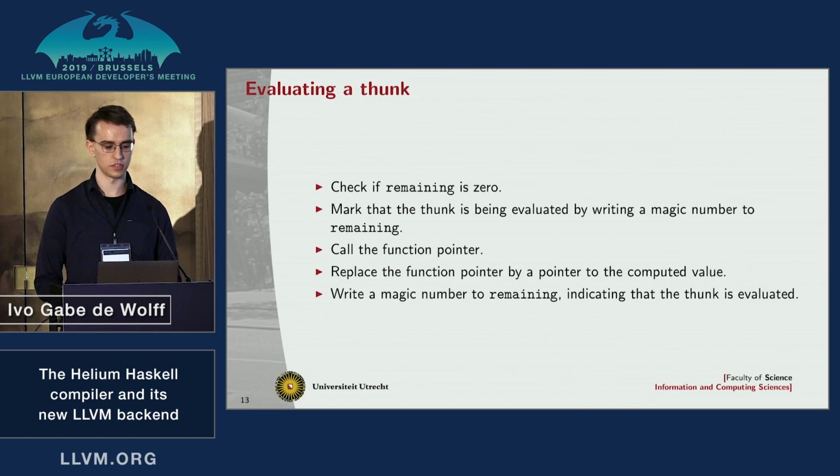The evaluation of a thunk is as follows. We first check whether remaining is 0, so if all arguments were passed. Then we mark that the thunk is being evaluated by writing some special value to that field. Next, we call the function pointer. And if it would then happen that during the call to that function, we're actually, again, needing the value of that thunk, we can detect that we got into a loop and throw an error. After the function call, we write back the value to that thunk, such that we assure that an expression is only computed once.